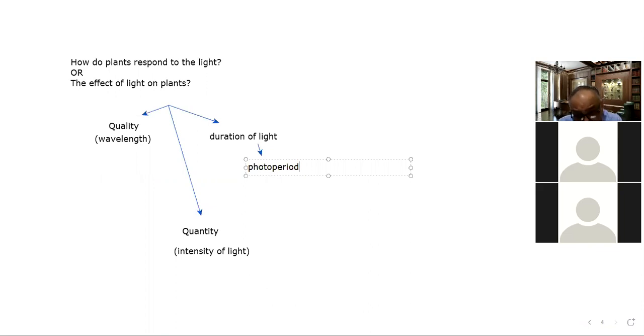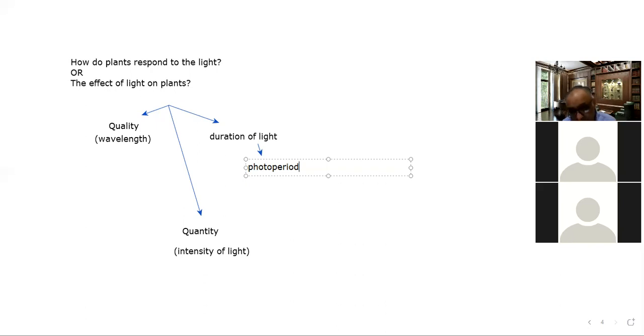Now, when the plants do photosynthesis, whether aquatic or terrestrial, they absorb the blue and red light. This is the VIBGYOR, violet to red. They absorb the blue and red light.